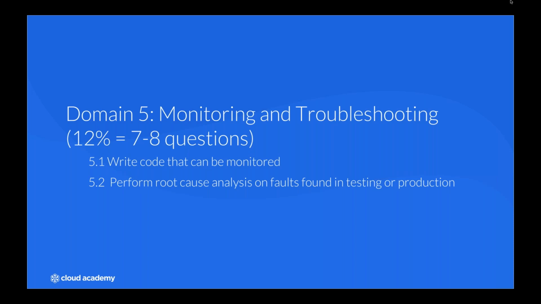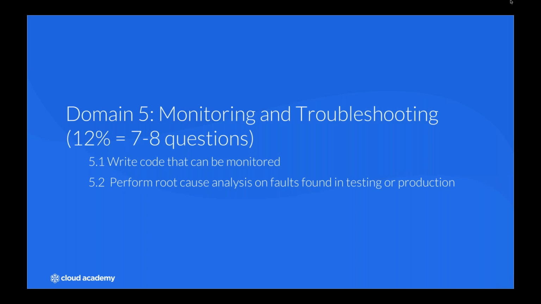But the nice thing about it is there's not a ton of tools that are widespread that do monitoring and troubleshooting. And unlike something like refactoring, where I've got to rebuild my architecture so that I can make this thing resilient and distributed, here I'm looking at ways to track the things that are happening inside my environment. So the 2 subdomains are to write code that can be monitored and then perform root cause analysis on faults found in testing or in production.